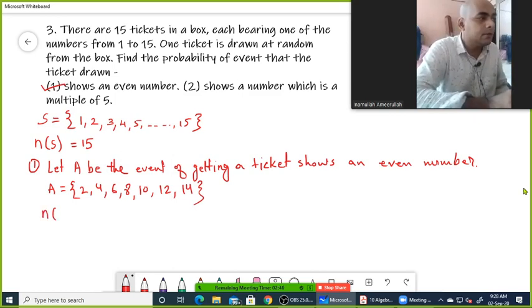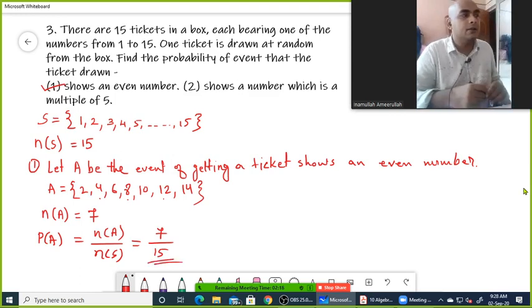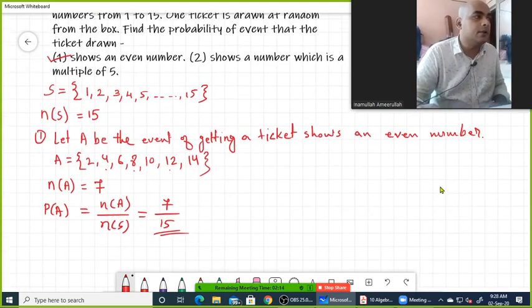So number of A: 2, 4, 6, and so on, we have 7 such tickets which are bearing an even number. So probability of A is number of A upon number of sample space. This is the formula to find the probability. Number of A is 7 and number of sample space is 15. So this is the probability of getting a ticket bearing an even number.